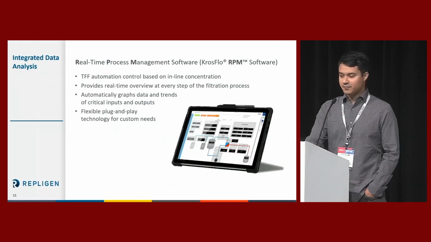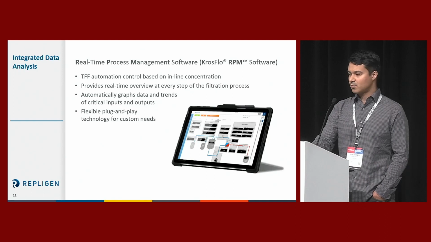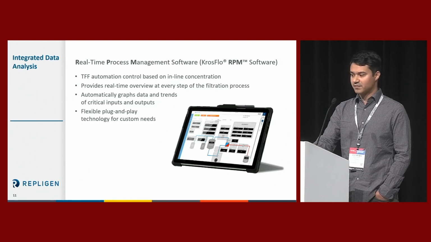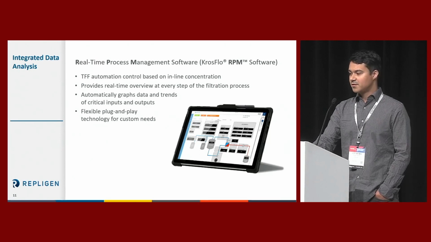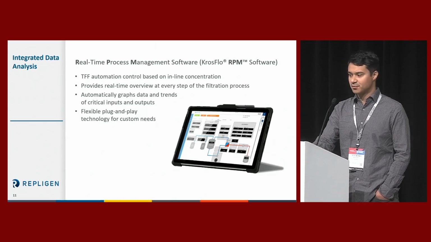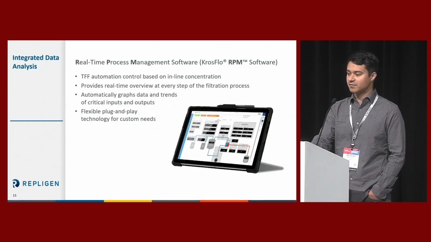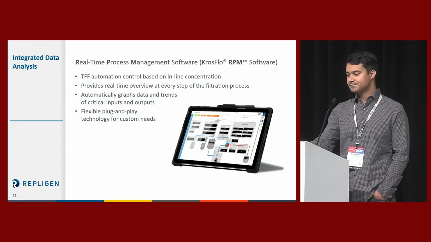So combined, these two technologies are being released as the KrosFlo KR2i RPM, with the RPM standing for Real-Time Process Management. This integration has been enabled by a newly developed software platform, and with this software, TFF automation control can now be based on inline concentration. It provides real-time overviews of every step and combines all data set locations to a single output.